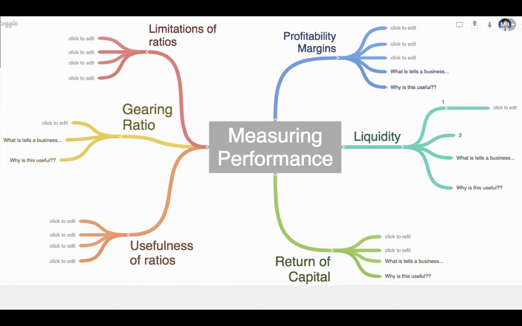The gearing ratio, and then what I want you to start to do is think about the usefulness of these ratios and the limitations of these ratios. Okay, we will go through this more formally next lesson, but I need you to start to think, why is measuring your performance using ratios like these a very useful thing for a business to do? And then what are some of the limitations of this type of measurement?